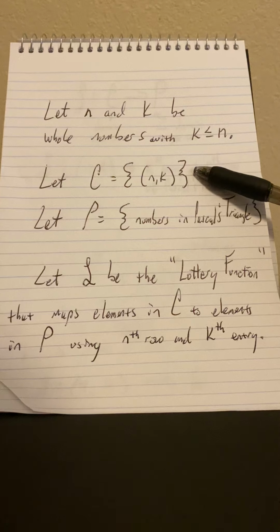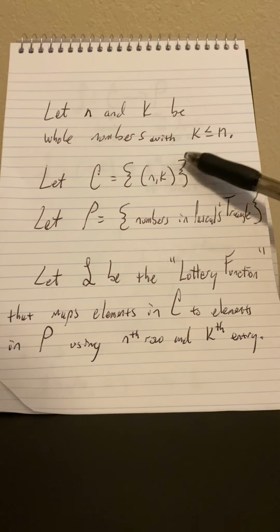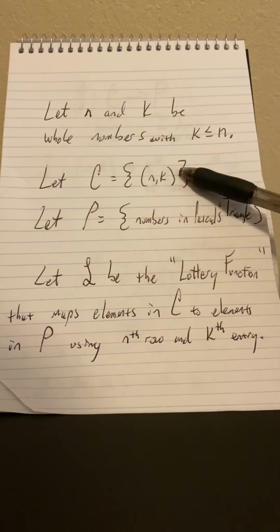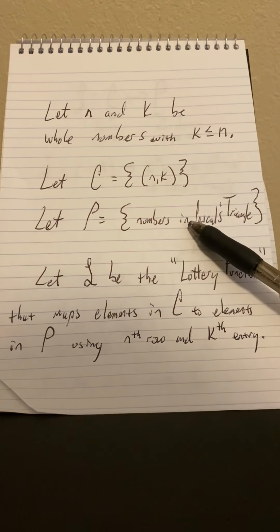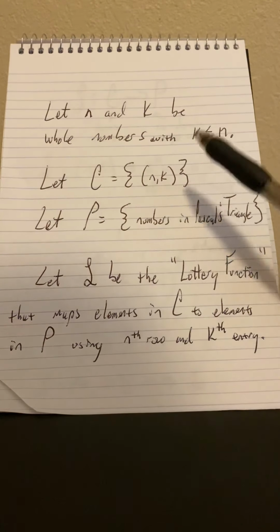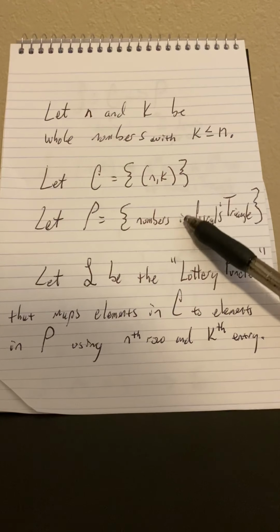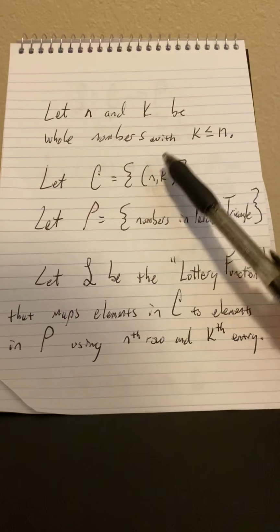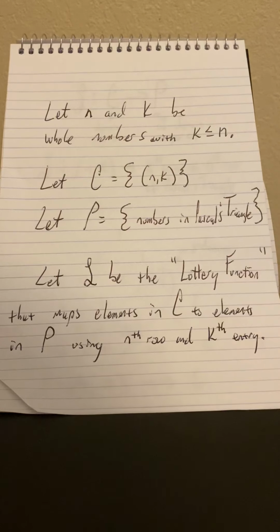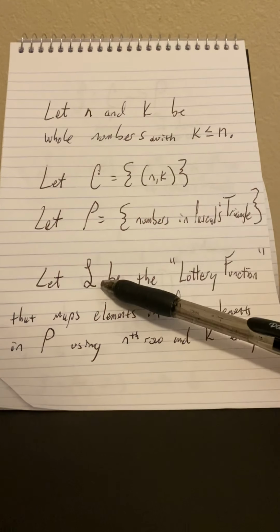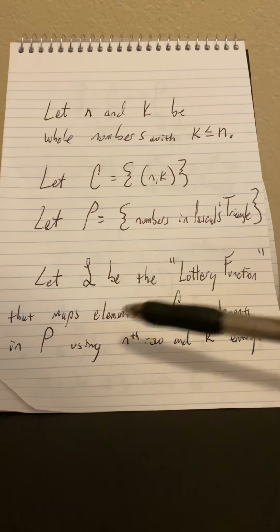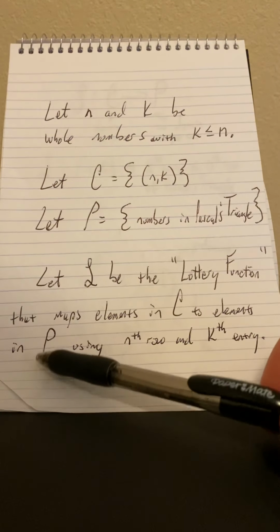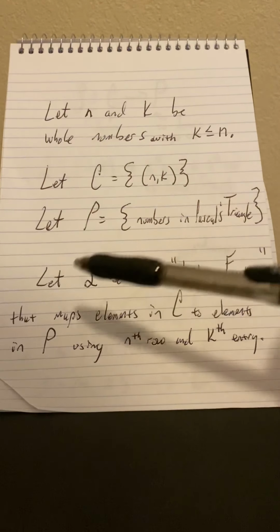So this is going to be our domain, C, the ordered pairs of whole numbers. And P is going to be our codomain, and our codomain are numbers in the Pascal's triangle. So this is our target set. We're trying to get to numbers in the Pascal's triangle given two whole numbers. Now the name of this function is going to be called the lottery function, so I'll use L to represent it. And L is going to map elements in C to elements in P. So we're going to go from C to P.